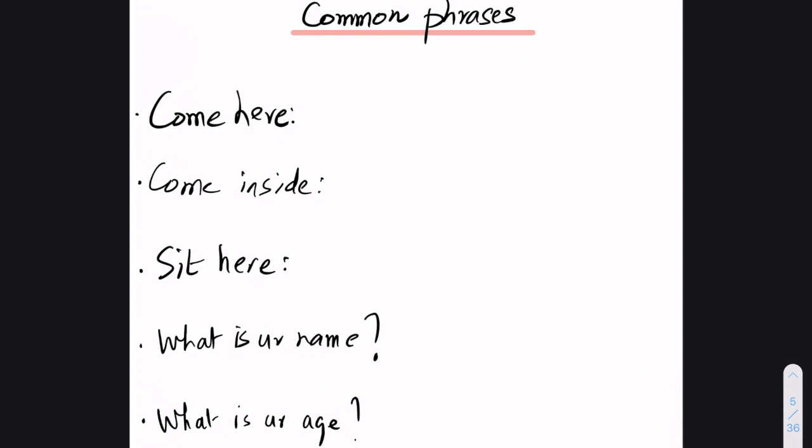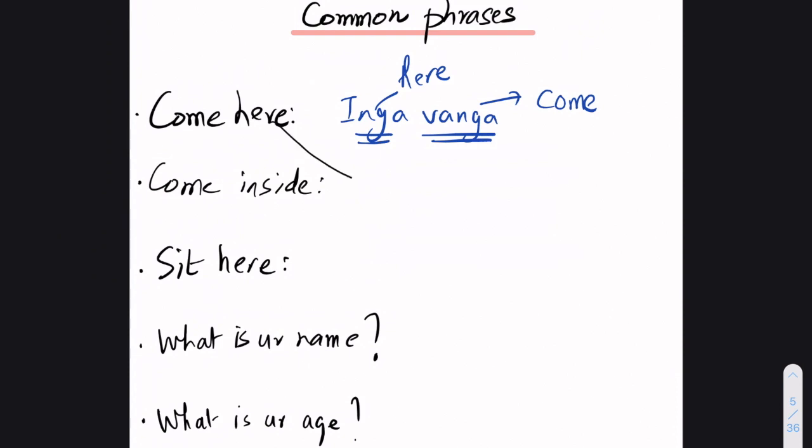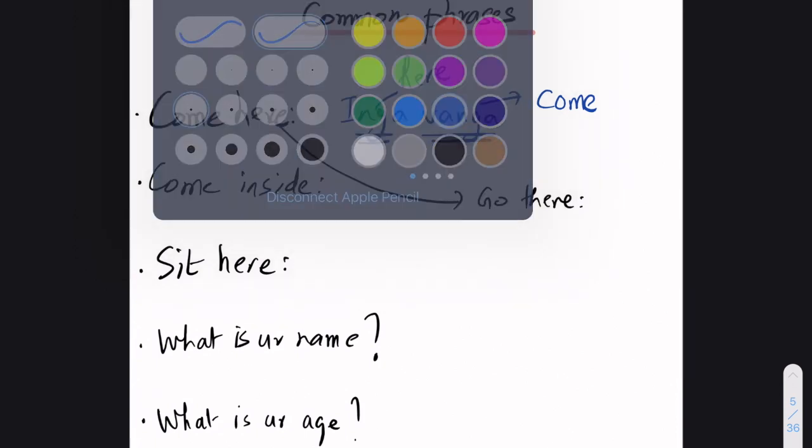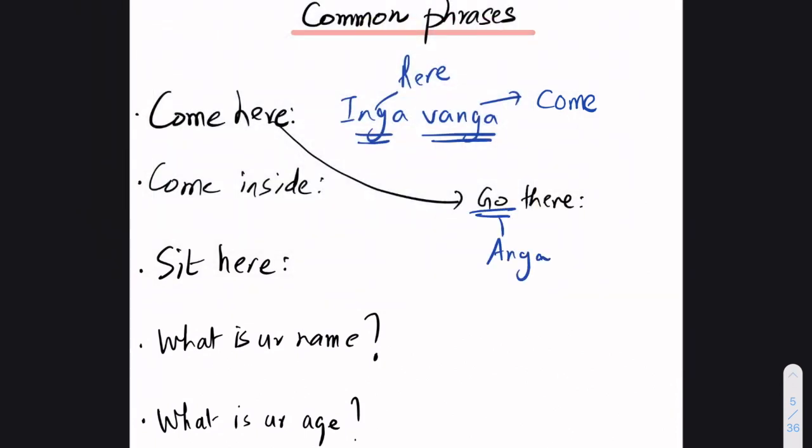Let us understand some of them. Come here means inge vaanga. Vaanga means come. Inge means here. Contrary to that is go there. How do you say go there? Just opposite. Go there means anga ponga. Ponga means go. There means anga. So just interchange it.